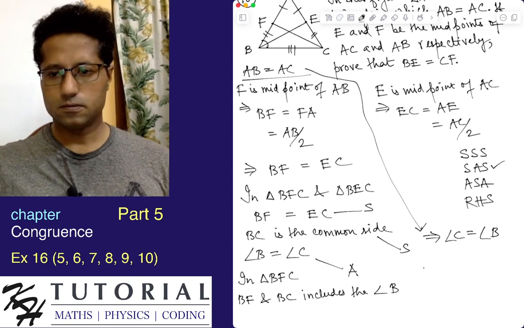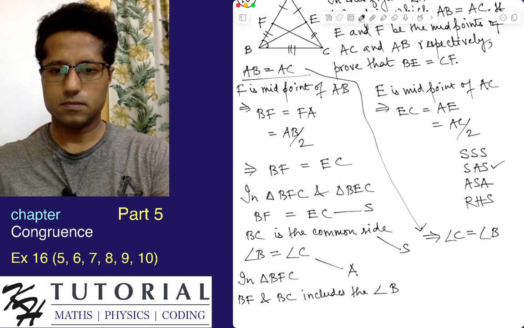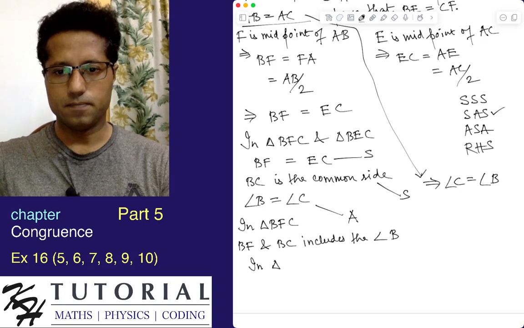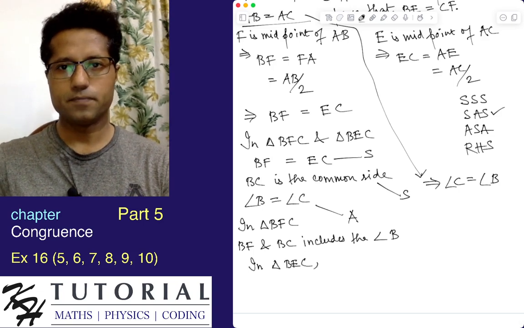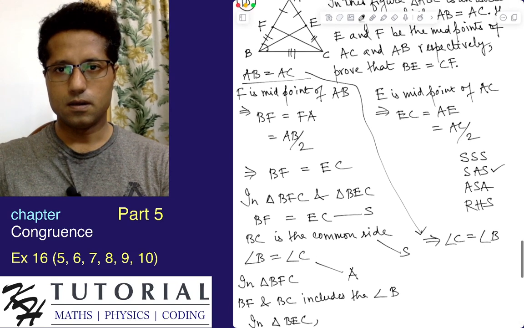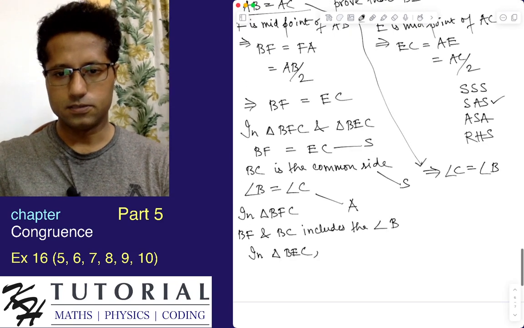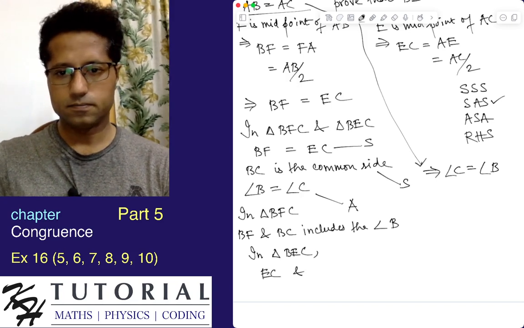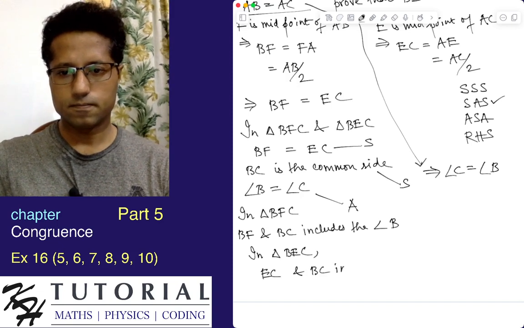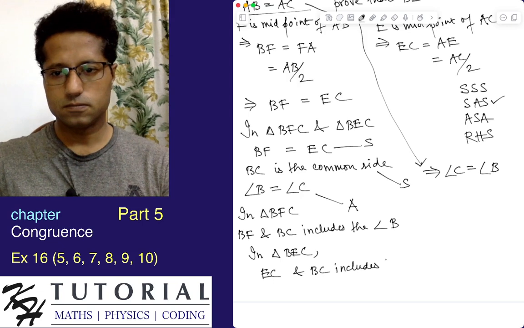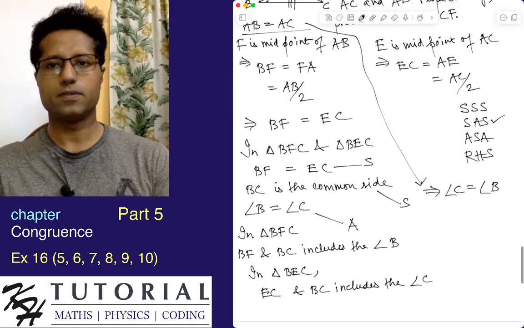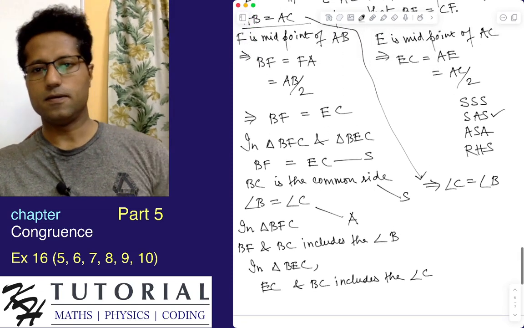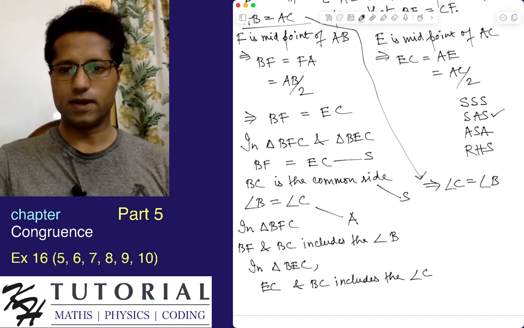Similarly, we see that in triangle BEC, EC and BC include the angle C. So clearly from this fact, we have BF equal to AC, BC is the common side, and angle B is equal to angle C.